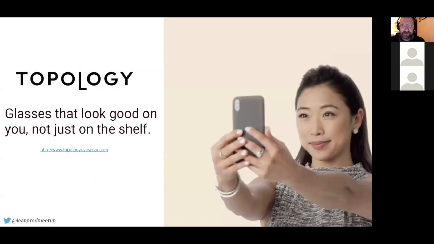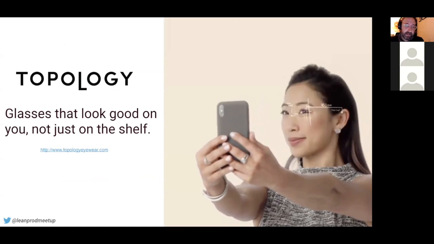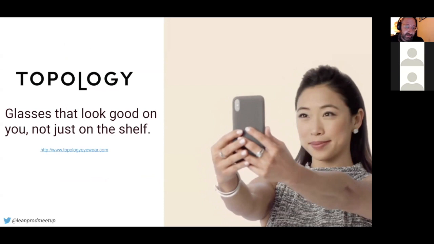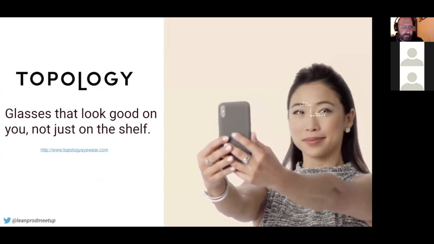But I want to talk about, through a startup in San Francisco here, one that I met a while ago called Topology. Basically, what they do is they have an app that scans your face, and then you make glasses custom fit for your face. They were a case study in the book.